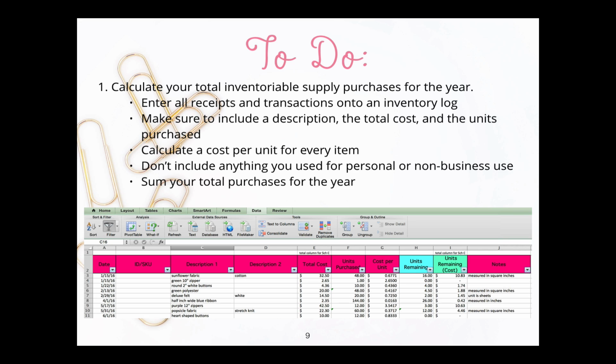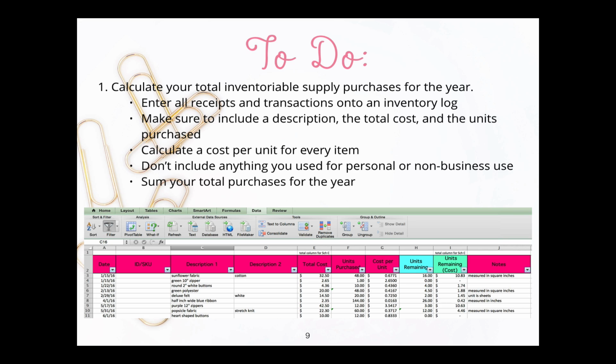Now, in order to do that, you'll want to go through your receipts, your emails, or any documentation you have that tells you how much you spent on those inventoriable materials and supplies throughout the year. You'll want to enter this info line by line on your spreadsheet or log. And ideally, you'll want to enter a description of the item, its total cost, and the amount you purchased in an appropriate measurable unit. That might be the actual count, like number of beads. That might be the weight of the item. That might be square inches, or something else that makes sense to you.